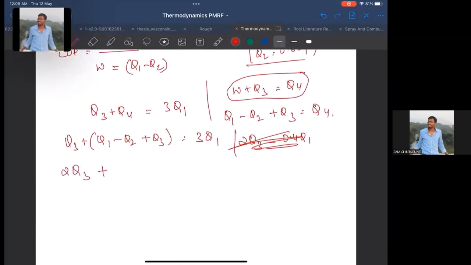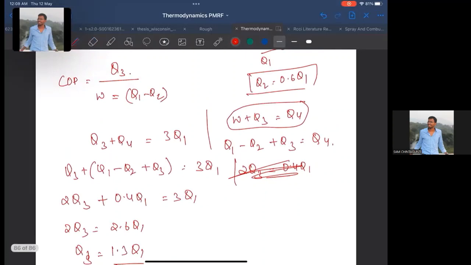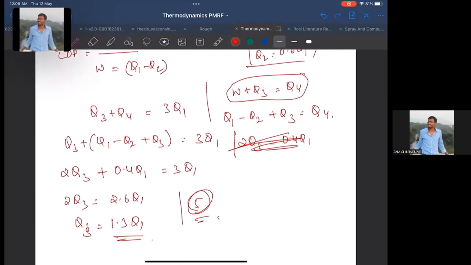2Q3 plus 0.4 Q1 is equal to 3Q1. So 2Q3 is equal to 3 minus 0.4, which is 2.6 Q1. Q3 is equal to 1.3 Q1. So now you have all the values of COP in terms of Q1. And now as you substitute, you'll get the answer. I think the answer is 5. COP is equal to 5.